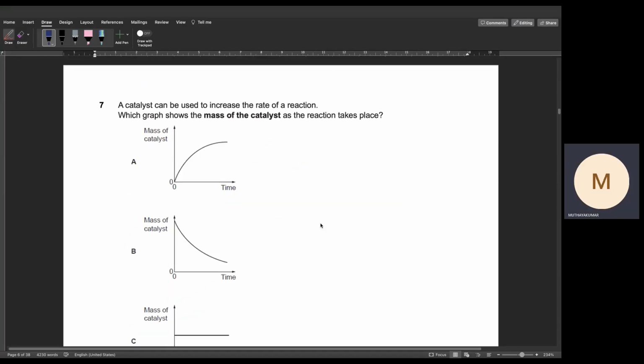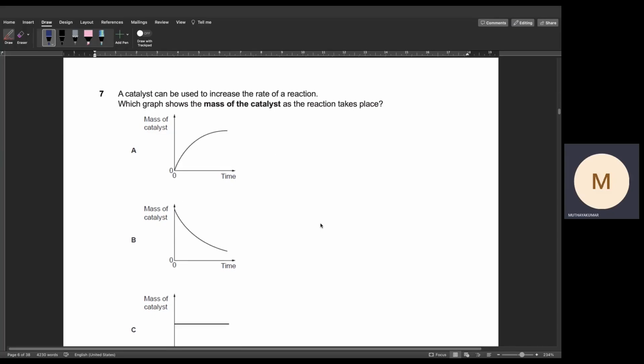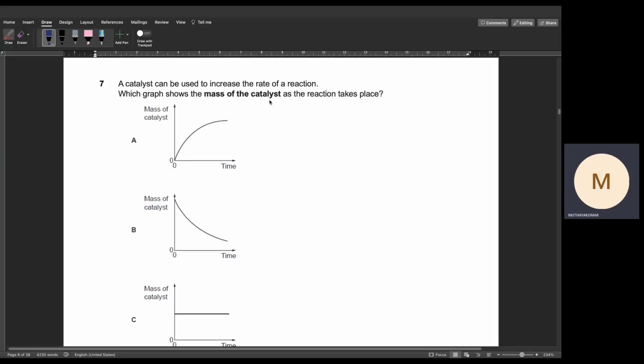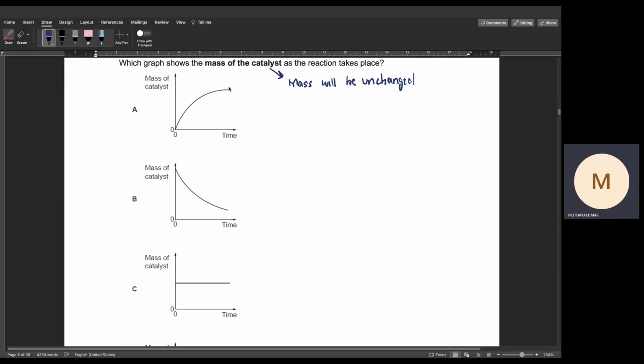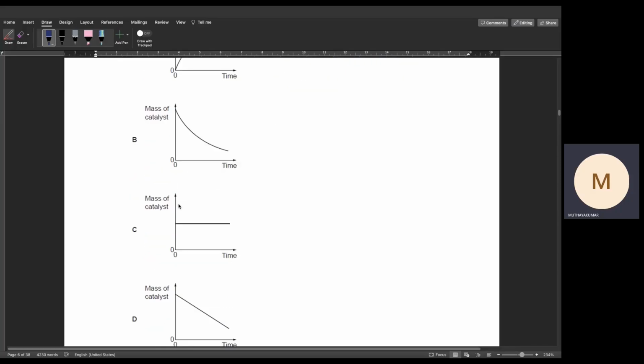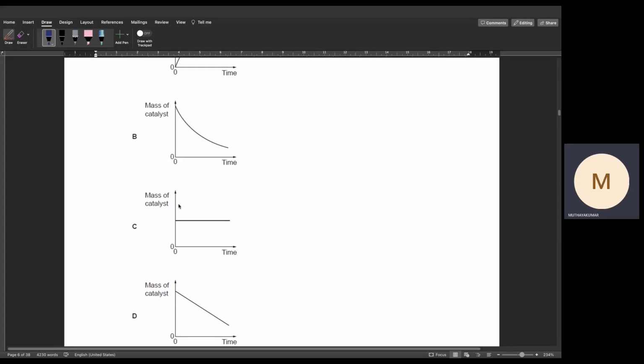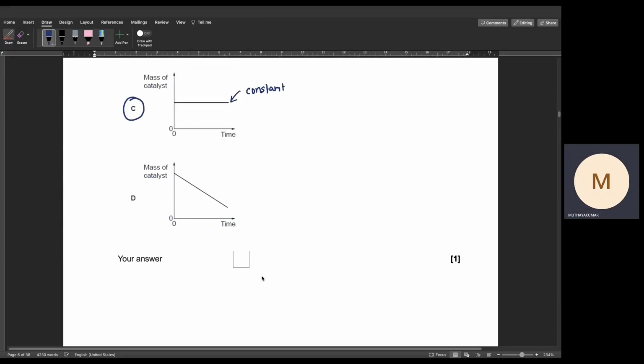Question 7. A catalyst can be used to increase the rate of reaction. Which graph shows the mass of the catalyst as the reaction takes place? A catalyst is something that is not used up in the reaction, and therefore the mass will be unchanged throughout the reaction. If we have a look at the options, option A, the mass is increasing over time. B, the mass of the catalyst is decreasing over time, as is D. C is the only option where the mass remains unchanged. It's a constant mass. So C is your correct answer.